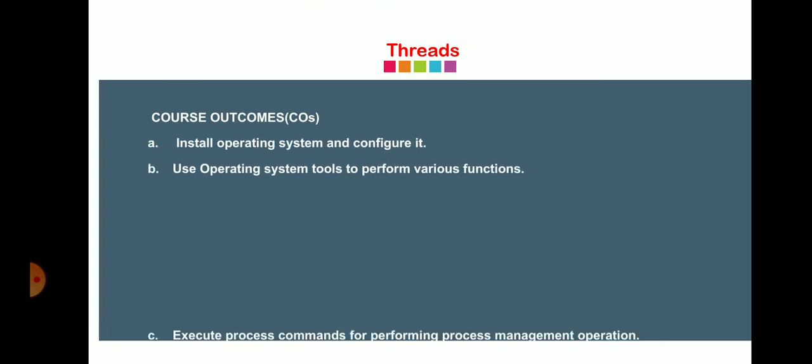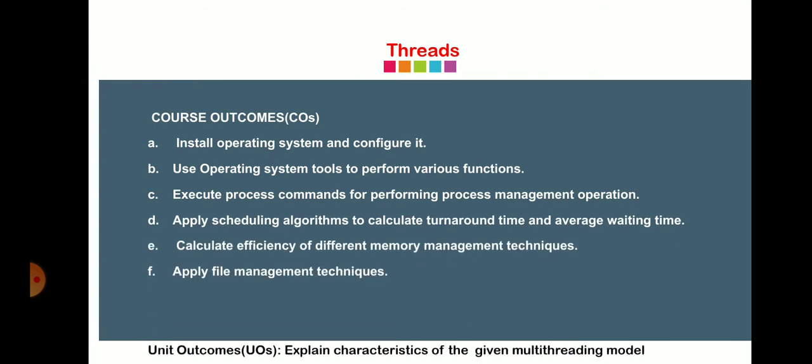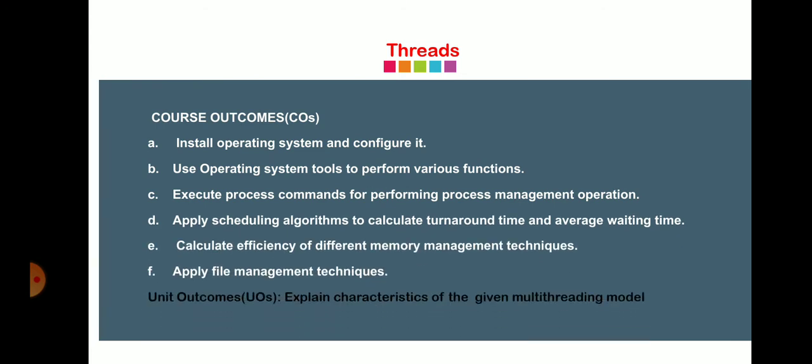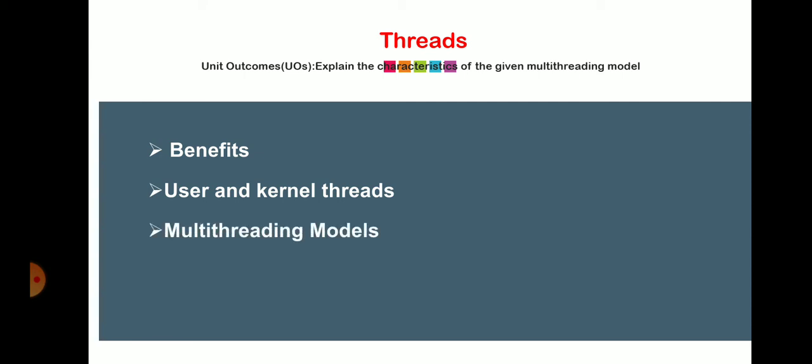The following are the COs for the given subject. Now the UOs of these: explain the characteristics of the multithreading model. The contents of this topic are benefits of threads, user and kernel threads, and multithreading model. We have previously discussed what is meant by thread and user and kernel threads. Here we will discuss the multithreading model.